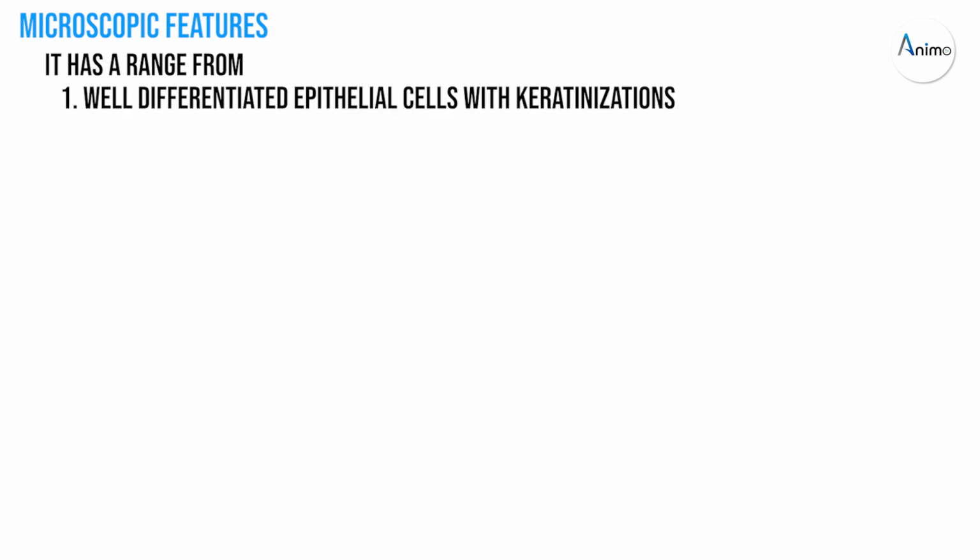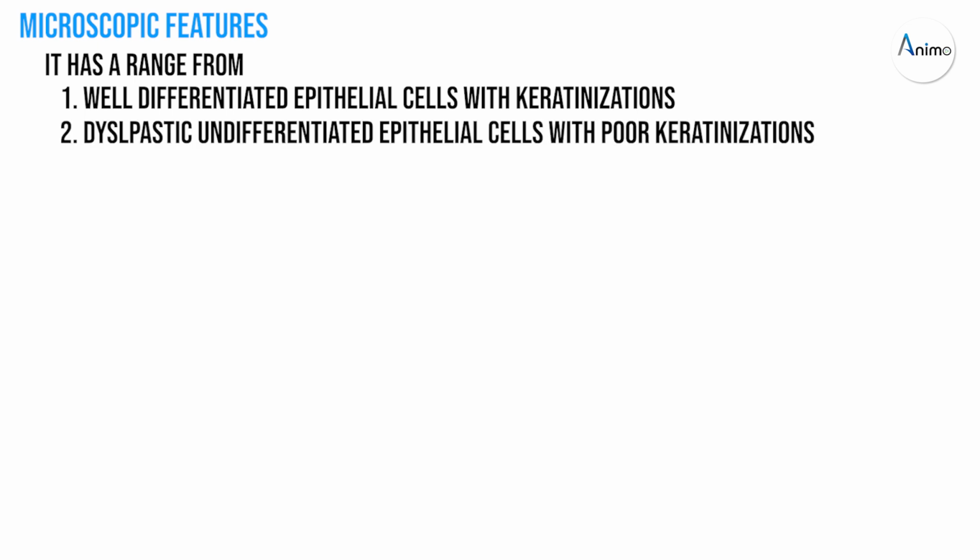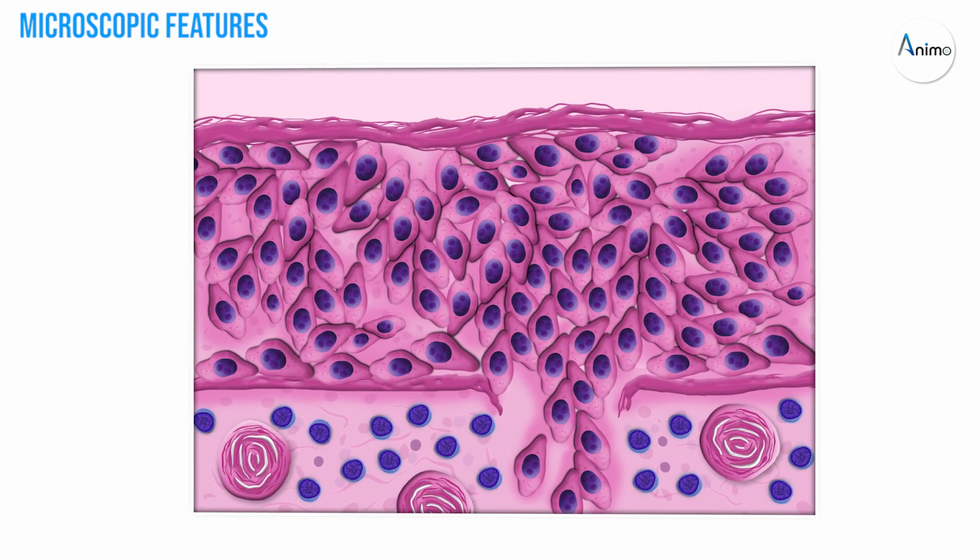Now as for the microscopic features, it ranges from well differentiated epithelial cells with keratinization, which is like normal squamous cell epithelium, to dysplastic undifferentiated epithelial cells with poor keratinization, and all these changes have dysplastic cells and keratin pearls. So this is a histological illustration of squamous cell carcinoma histology.